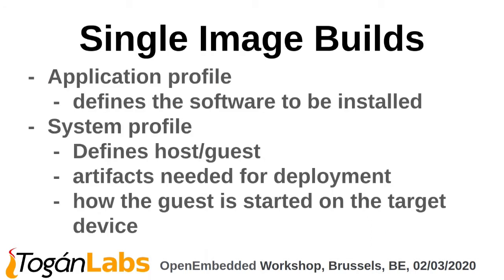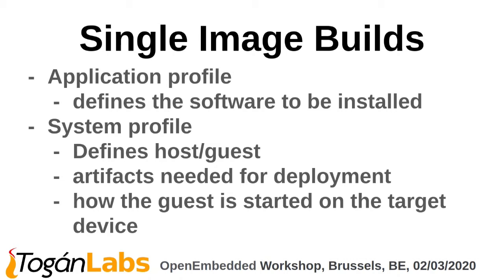So, single image builds. Oryx has, well, two images, but mostly one image. It's called Oryx Image. And we modify these using that build script based on two sets of config files, application profiles or system profiles. So application profile defines software to be installed on either your host or guest, depending on what the application is. System profile depends on what the hardware is, whether it's the host, whether it's the guest, what artifacts are needed for deployment. And it also can define what is started and how it's started on the host.